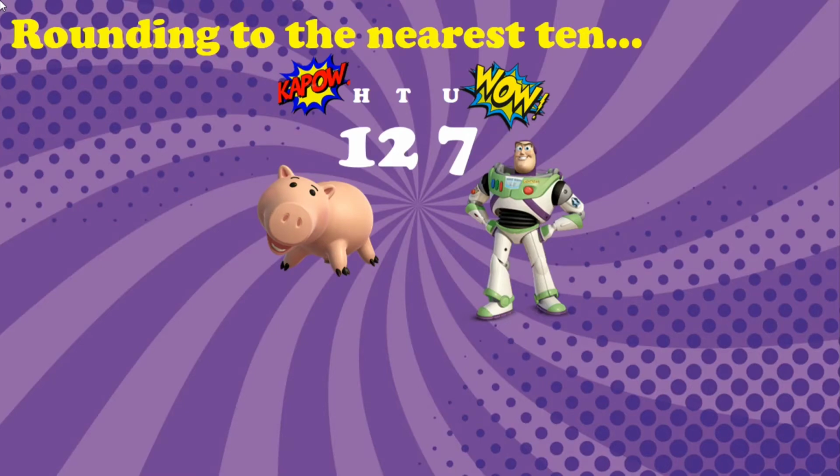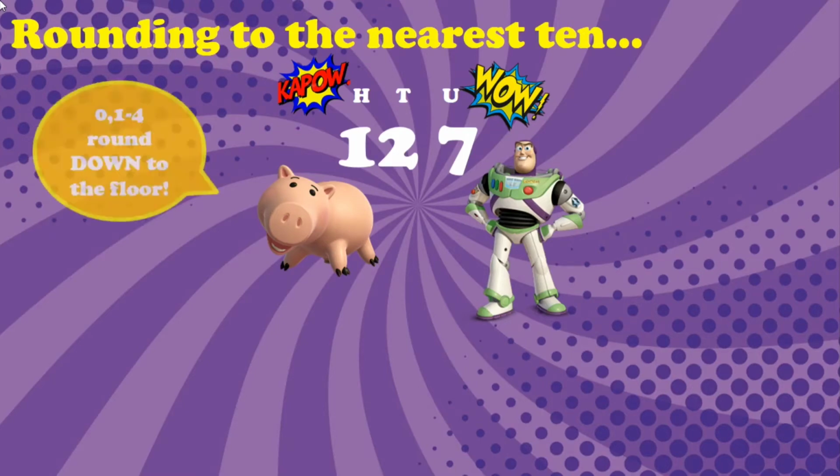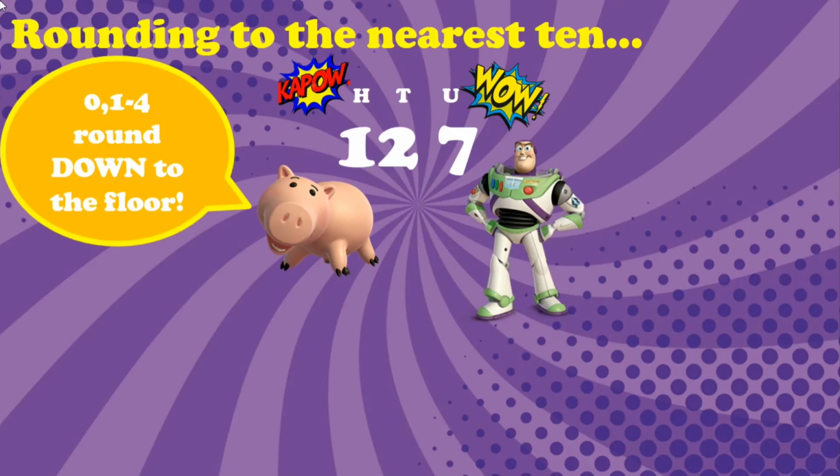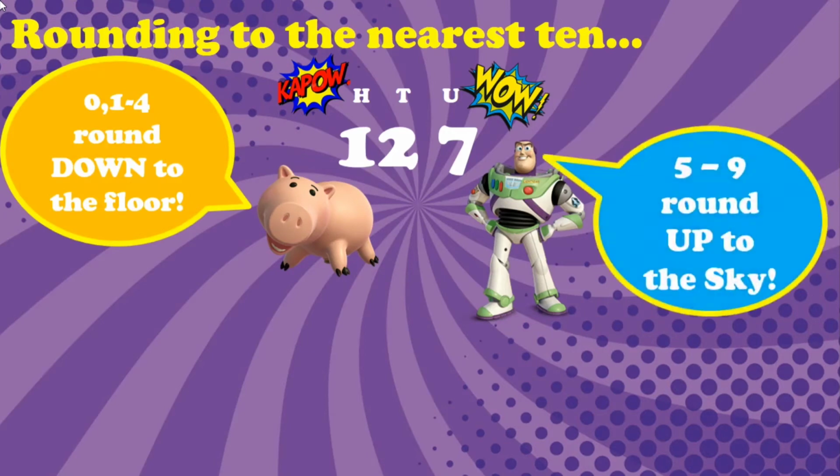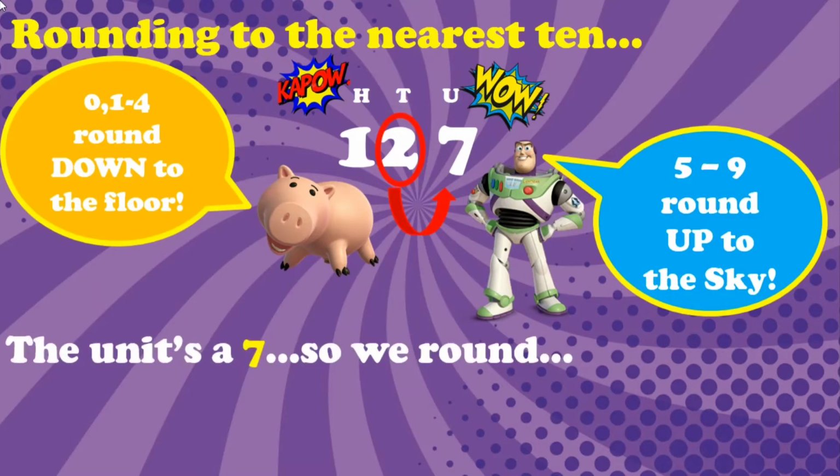Here we have the number 127. So we need to remember 0, 1 to 4, we round down to the floor. But also, if the number is 5 to 9, we round up to the sky. So because we're rounding to a nearest 10, we must circle that 10. But it's not that number that we look at. We're going to look at the number before. So the unit is a 7.